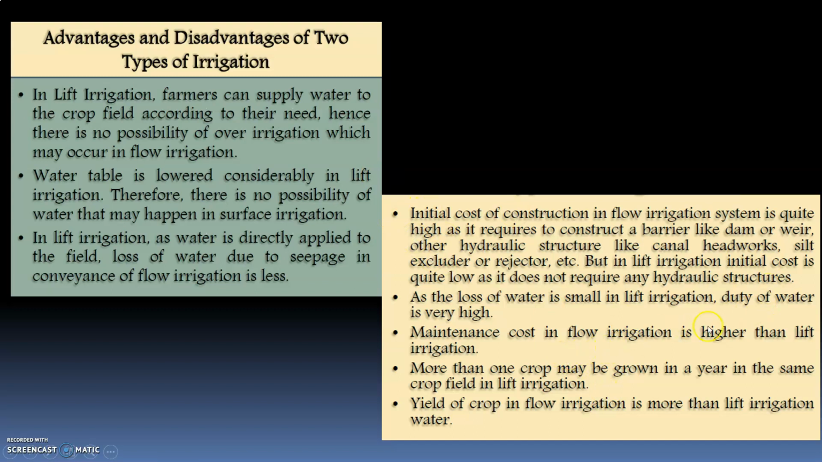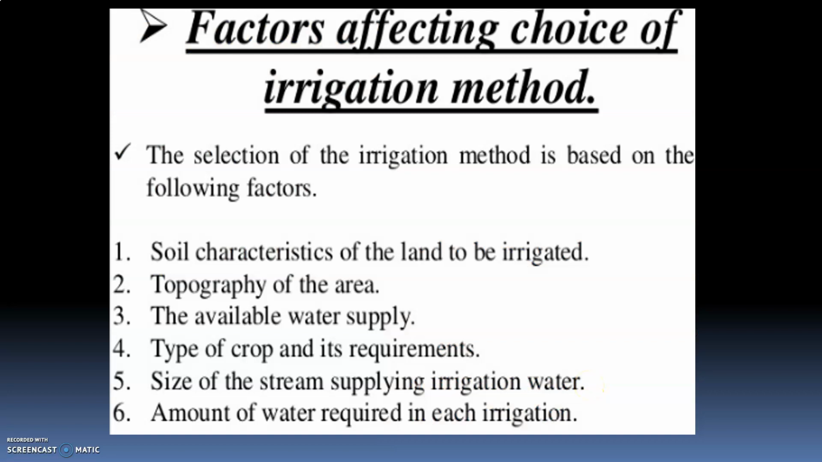Maintenance cost in flow irrigation is higher than lift irrigation. More than one crop may be grown in a year in the same crop field in flow irrigation, and the yield of crop in flow irrigation is more than in lift irrigation. These are some of the advantages and disadvantages of these two systems.